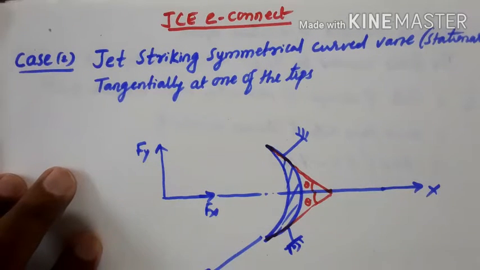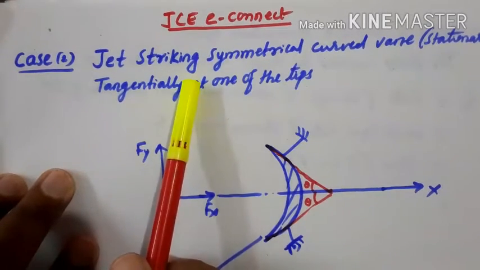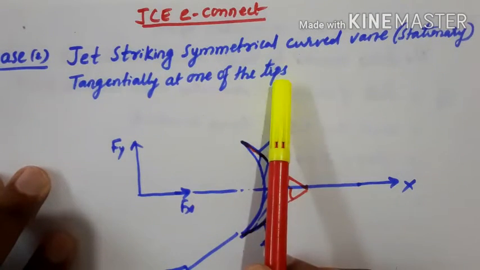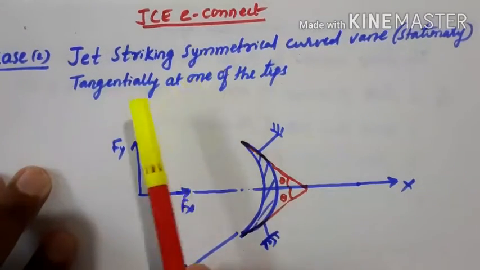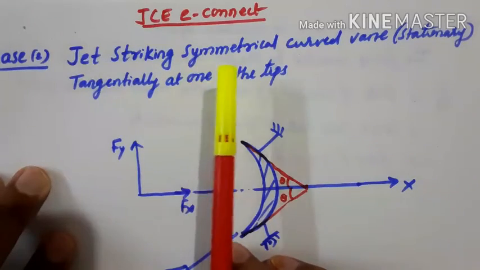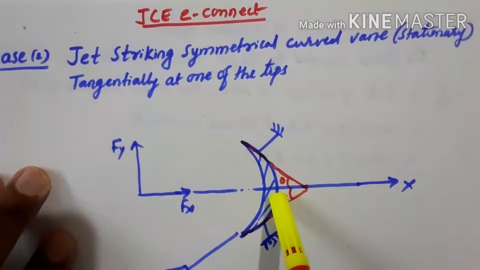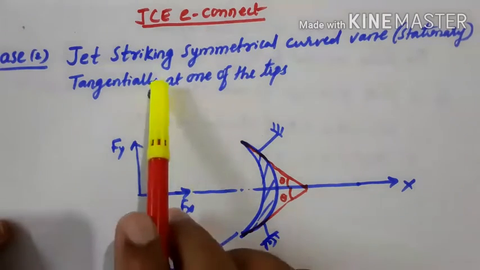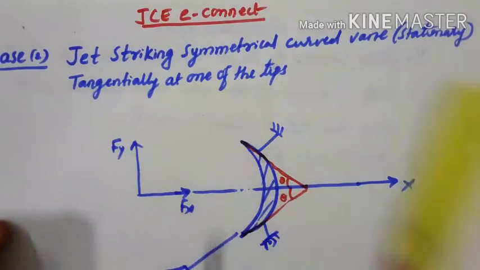In this particular lecture, I'll be taking a second case, that is a jet striking a symmetrical curved vane tangentially at one of the tips. That is a stationary case only. We had the first case, a jet striking a symmetrical curved vane at the center. We have solved that in the previous lecture, and we have got the equation also for that one. So in this lecture, I'll be taking the jet striking a symmetrical curved vane tangentially at one of the tips.